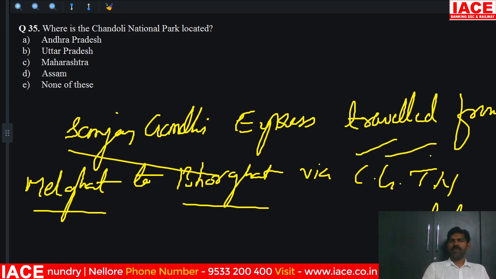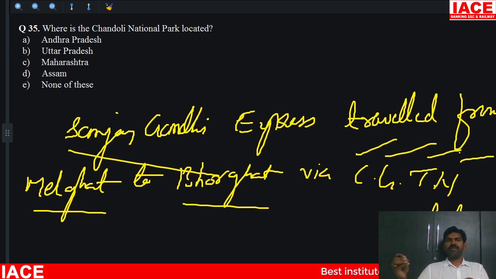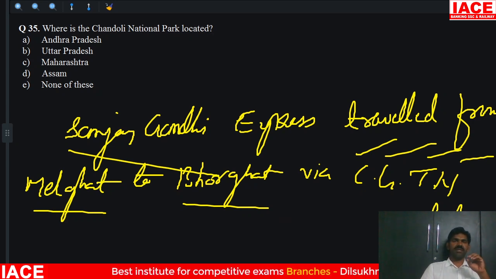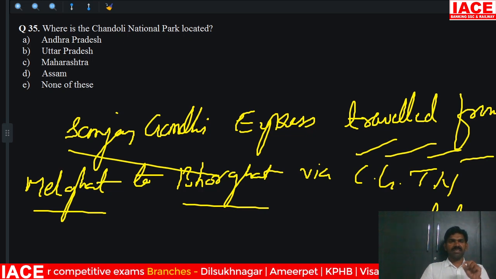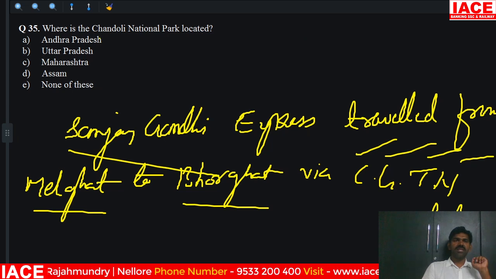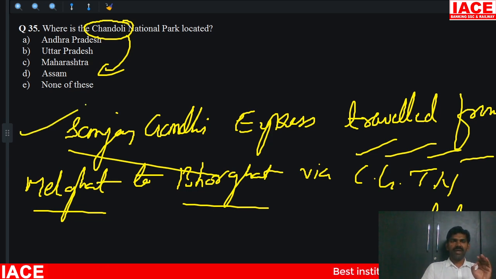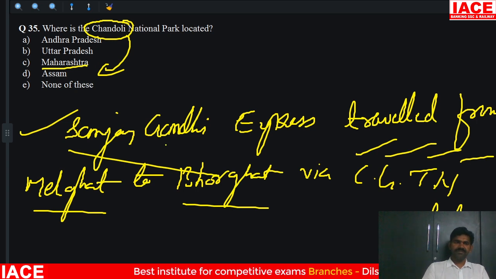CGTN: Chandoli, Gugamal, Tadoba, Navegon. So what is the code saying? There is a train called Sanjay Gandhi Express. Starting from Melghat, it is going to Borgat. In between, the stations are nothing but CGTN. In Mumbai, we have Chhatrapati Shivaji Terminal, CSTN, where you get words like something TN. So here CGTN: Chandoli, Gugamal, Tadoba, Navegon. Chandoli National Park is obviously present in the state of Maharashtra. So remember the code for Maharashtra. So here the answer is Maharashtra. Clear?